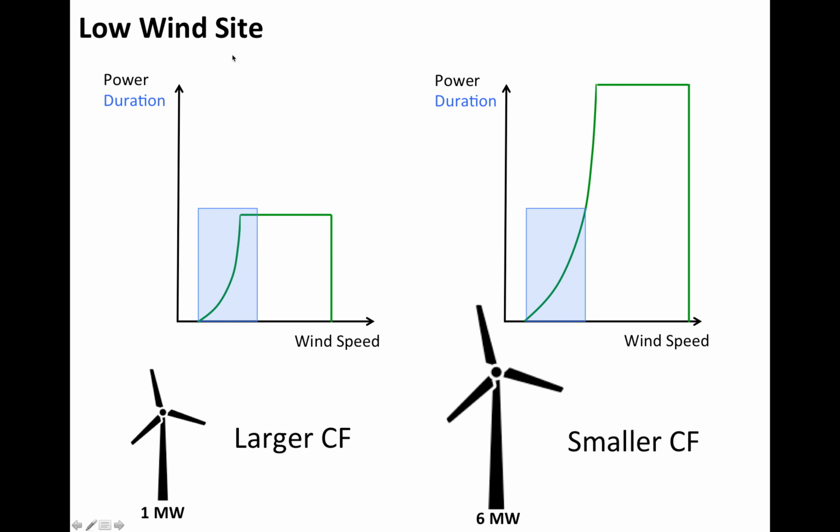In the extreme case, if at a site there is no wind at all, then no matter how big the wind turbine is, the AEP is always 0 and the capacity factor is 0. So in this kind of extreme case, we don't want to buy a wind turbine for this particular site at all.